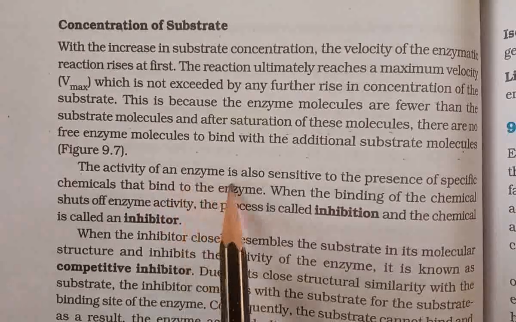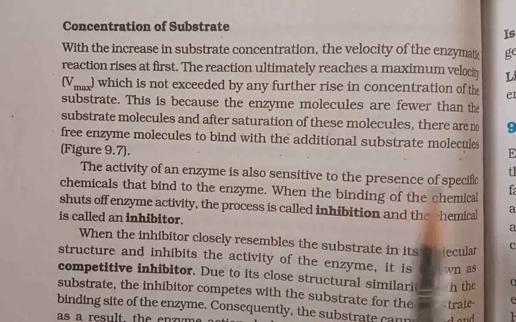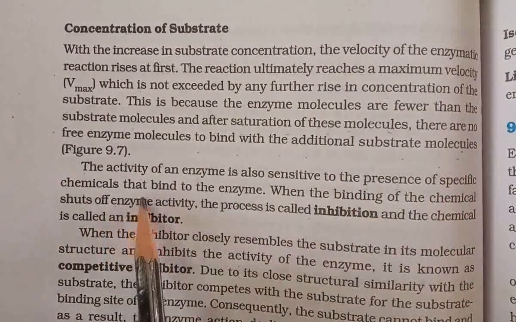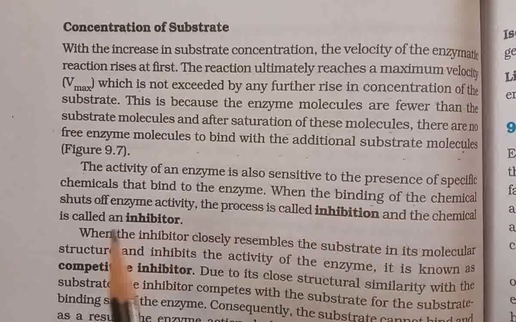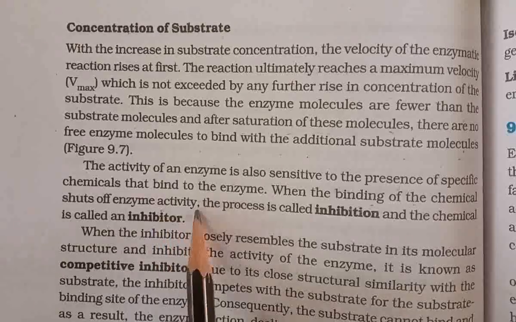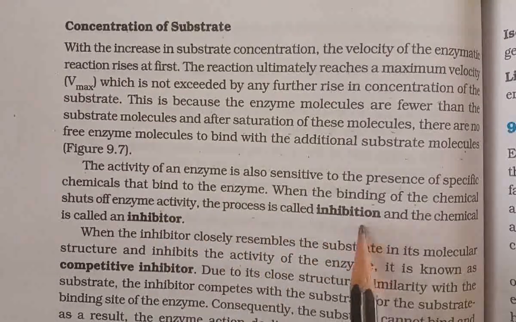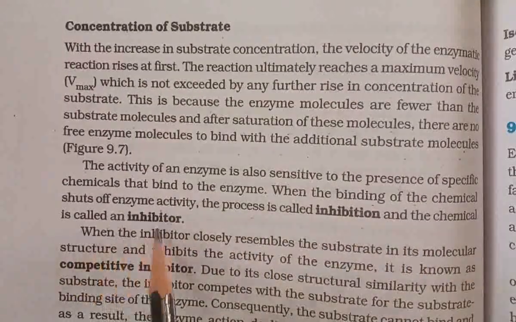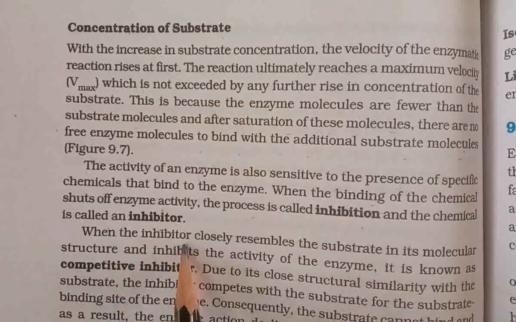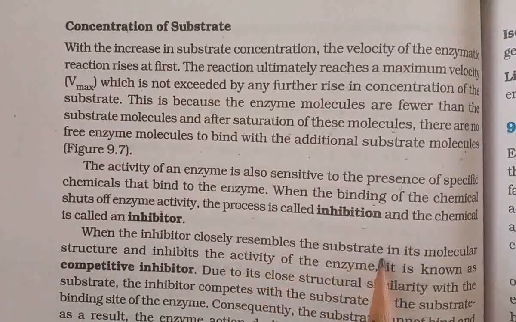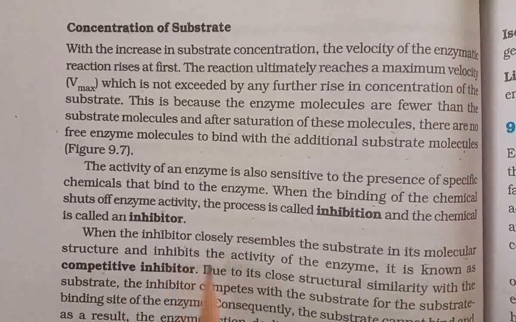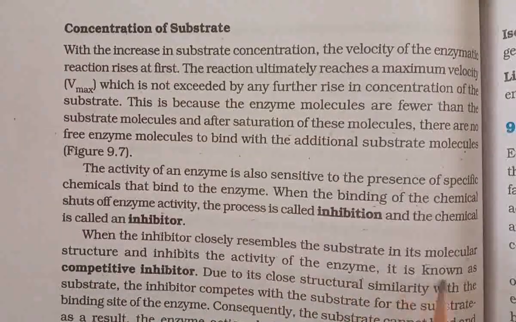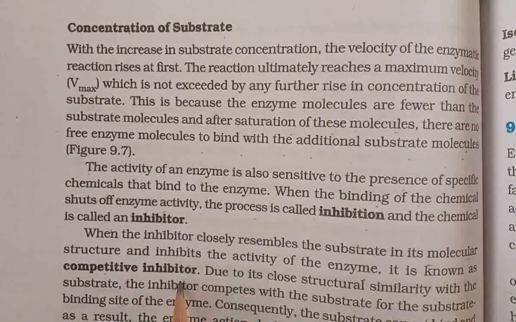The activity of an enzyme is also sensitive to the presence of specific chemicals that bind to the enzyme. When the binding of the chemical shuts off the enzyme activity, the process is called inhibition and the chemical is called the inhibitor. When the inhibitor closely resembles the substrate in its molecular structure and inhibits the activity of the enzyme, it is known as a competitive inhibitor.